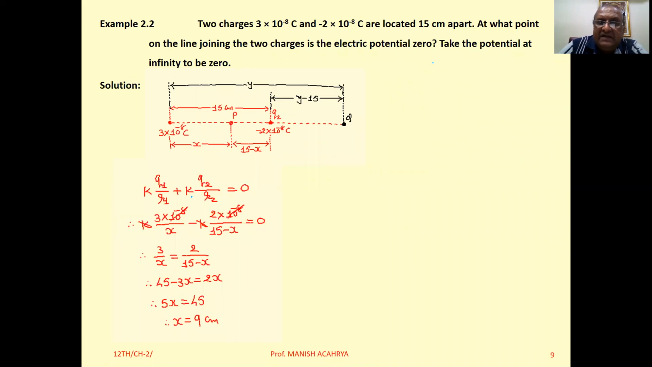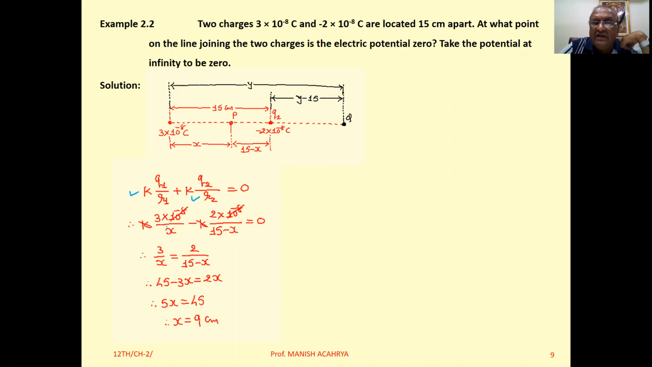Now the resultant potential at point P that we want 0, it implies that potential due to charge Q1 that is KQ1 upon R1 plus potential due to charge Q2 at point P that is KQ2 upon R2 and that should be equal to 0. Now Q1 that is 3 into 10 raised to minus 8, R1 that is the distance of point P from charge Q1 and that is x. Then charge Q2 that is minus 2 into 10 raised to minus 8. So here with negative sign we can write 2 into 10 raised to minus 8 upon the distance of point P from charge Q2 that is 15 minus x and that is equal to 0.